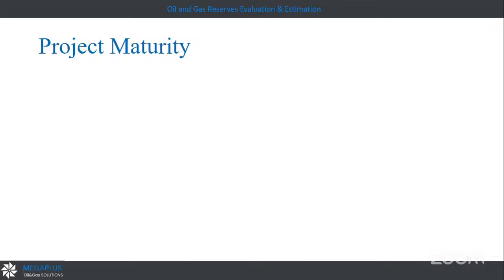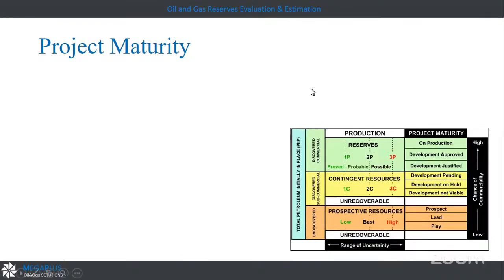So finally, we have to say about the reserves and resources a very important thing, which is called project maturity. What is the project maturity? If we have reserves that are commercial and discovered, and we are working to make a justification report for the shareholders or the board to approve, it's in the justification phase. So it's a development justified. This is the maturity of the reserves right now.